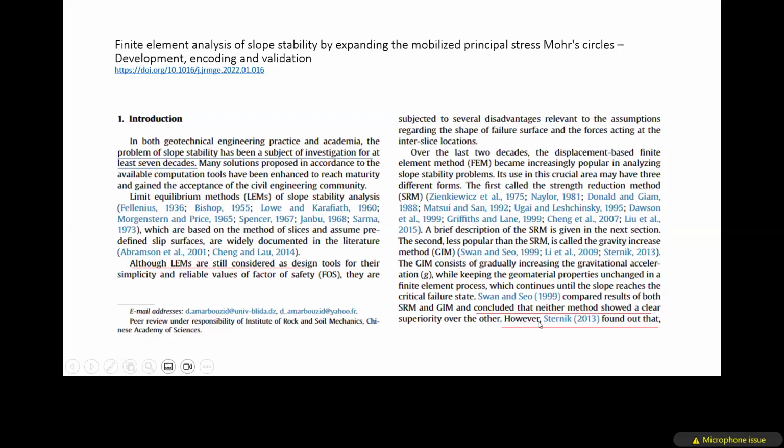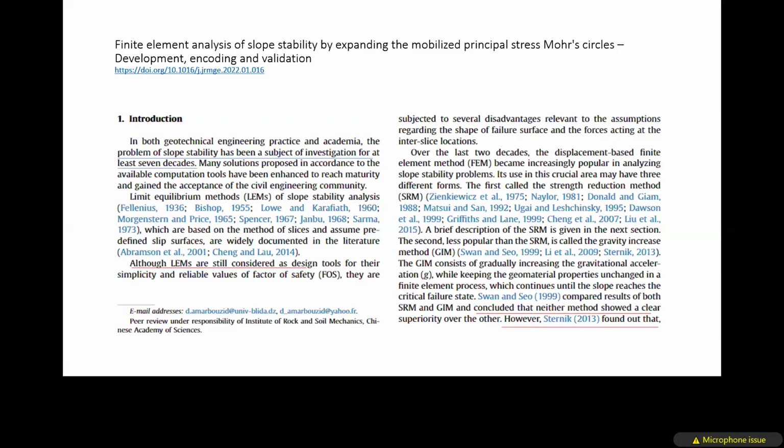However. Even though Swan and Seo have compared and concluded something, there is still a gap in their conclusion, right? So this "however" here at the end, on the right-hand side, the bottom line, is used to contrast the previous conclusion of Swan and Co, which says neither method showed a clear superiority, but these researchers have some doubts on that.